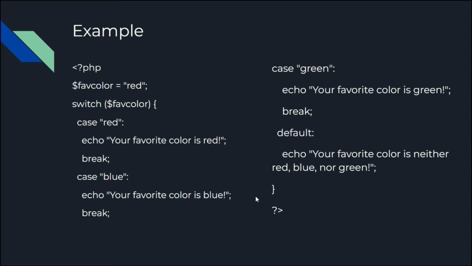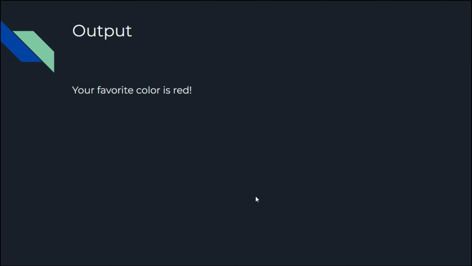Here is the example. We have a variable favorite color. Now we will compare the value of the variable with each case. If there is a match in any of these cases, that will be executed. As you can see, the value is red and our first case is matching with the value, so this will be our output. Here it is. Your favorite color is red.